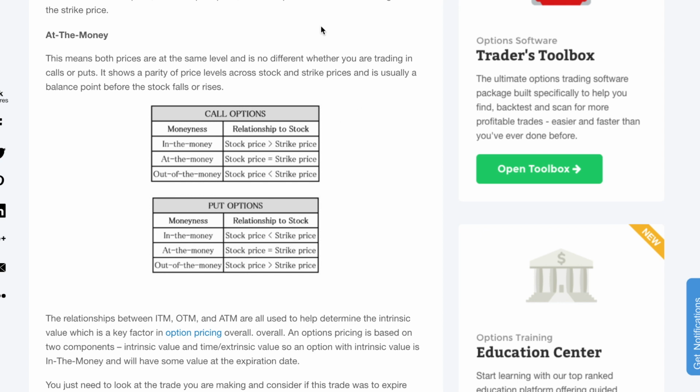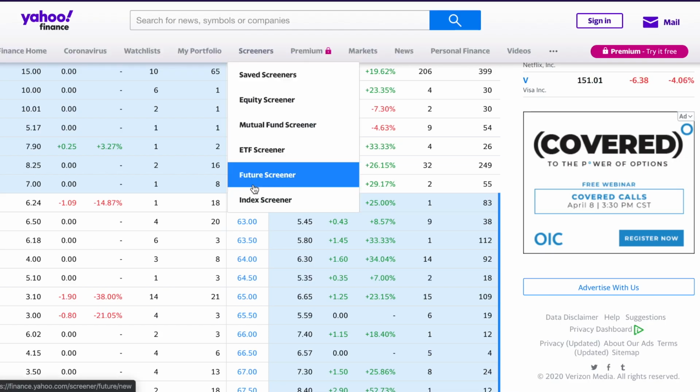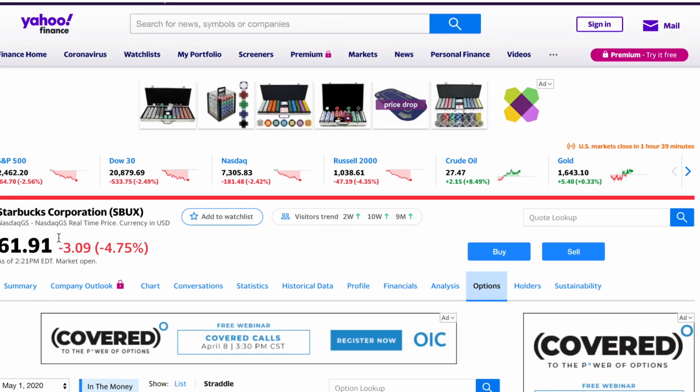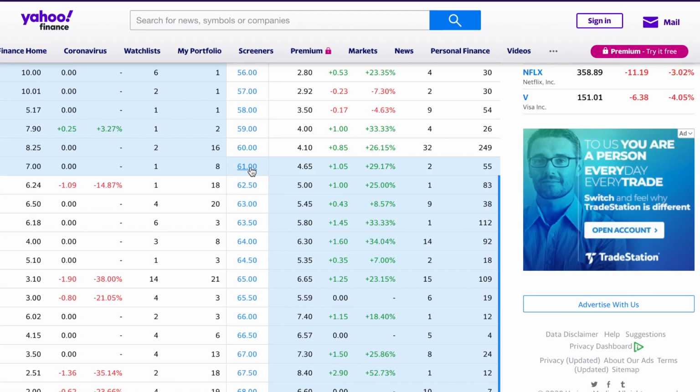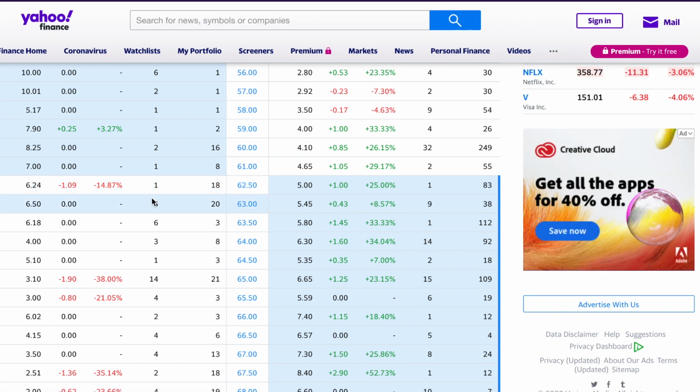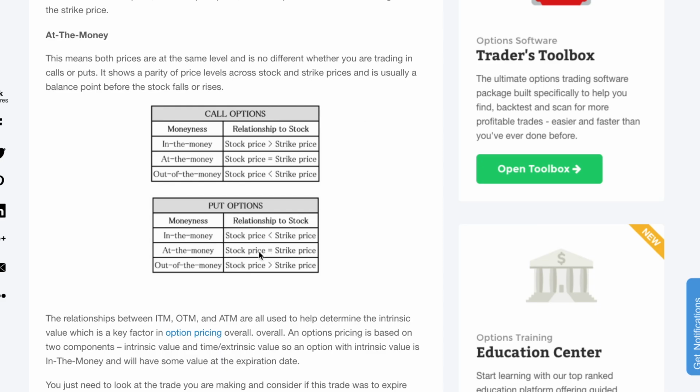So if we go back to Yahoo Finance, we see that currently Starbucks is at 61.91. It is not below 61. Therefore, this contract here is out of the money. That's why it's shaded in white. 62.50, however, is in the money because currently Starbucks is trading below 62.50 for a put. 62.50 is out of the money for a call because for a call option, if we go back to the graph, it would have to be above.